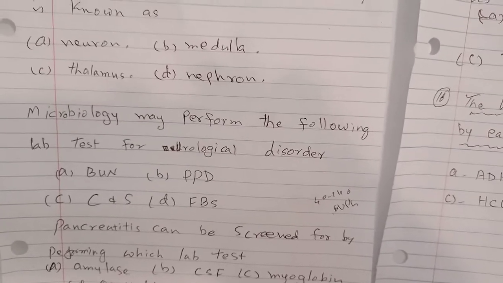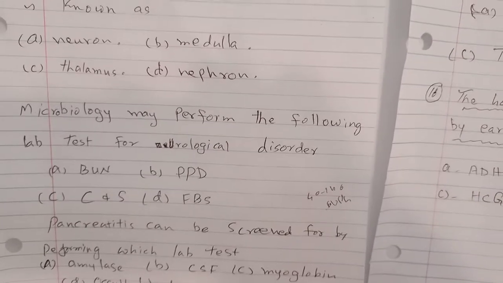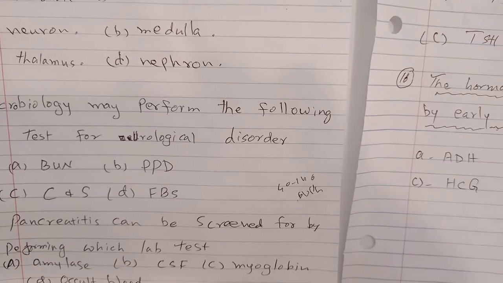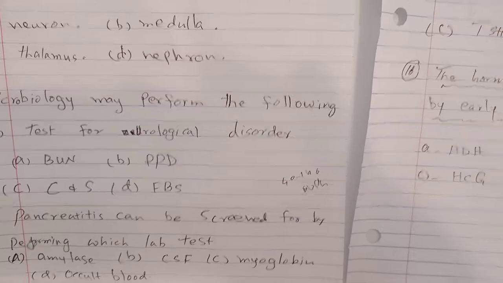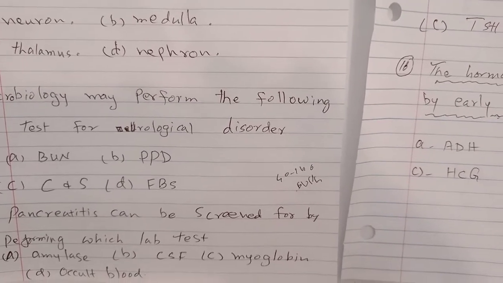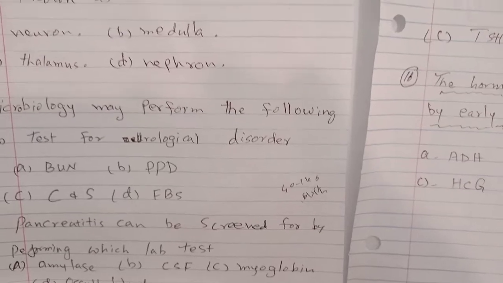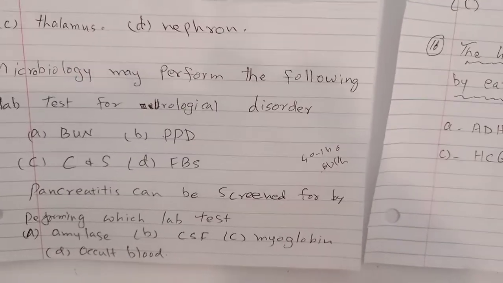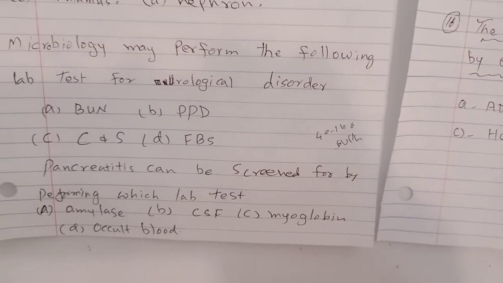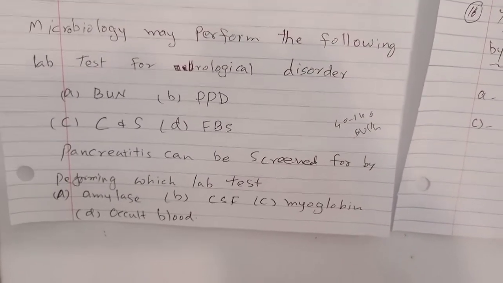And BUN we know is for the kidney, it is urea, and PPD stands for purified protein derivative. This is a test we give to check for tuberculosis, the Mantoux test. And the last is FBS. FBS stands for fasting blood sugar that we do for the diabetic patient in case they are fasting.